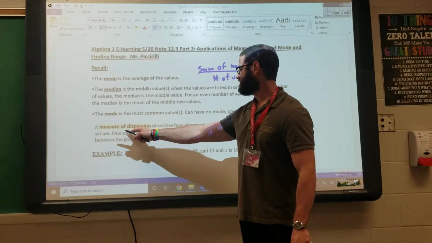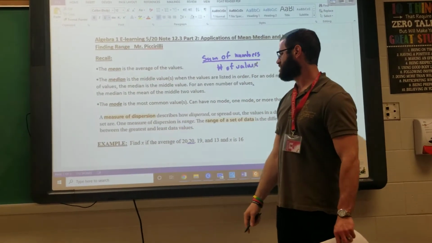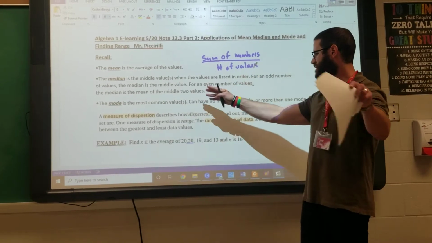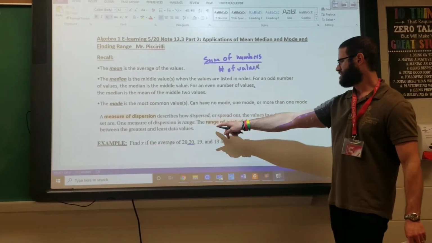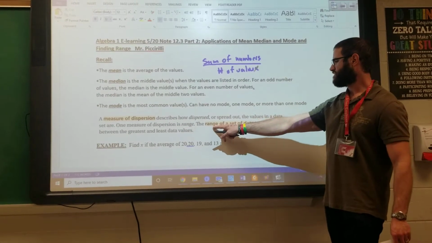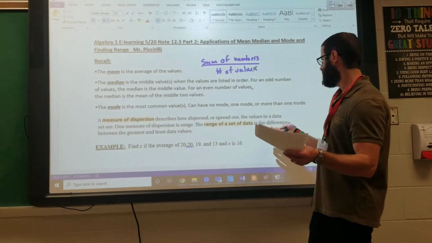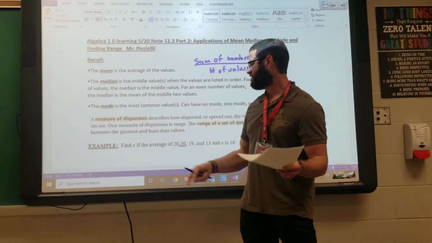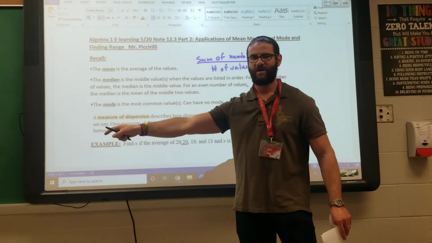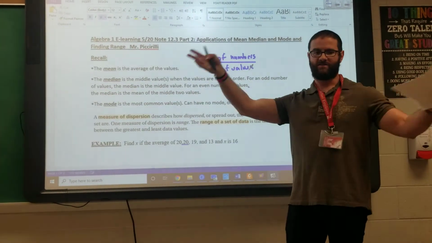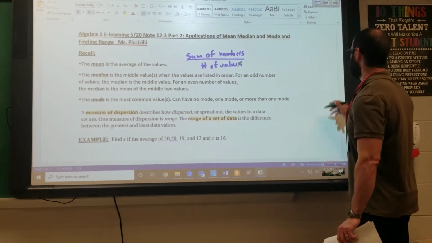New term here, measure. We have measures of central tendency: mean, median, mode. A measure of dispersion describes how dispersed or spread out the data is, and that measure of dispersion is called the range of the data. Basically, the range is the difference between the greatest and least data values. We're taking the biggest data value minus the smallest, and that's the range of the data set.